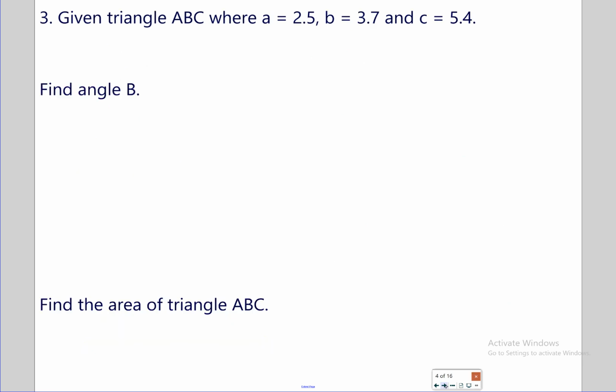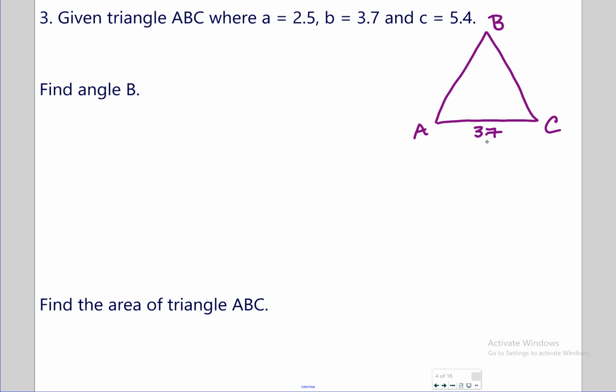Great. All right, number 3, given a triangle with 3 sides, find angle B. You can draw the triangle here if you want to. Actually, I'll draw it out. Why not? But if you have side, side, side, what law are you going to be using? It's going to be law of cosines.